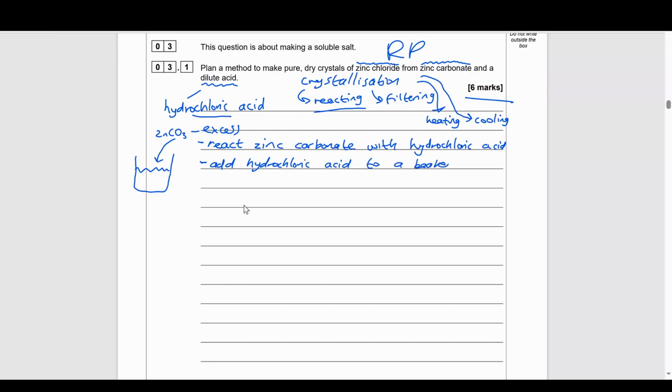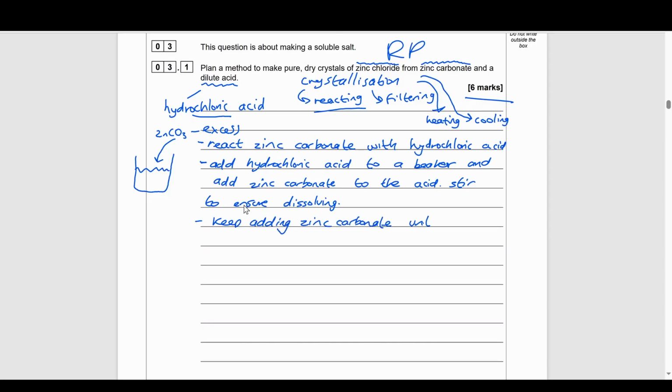So let's describe this now. Add the hydrochloric acid to a beaker and add zinc carbonate to the acid. Now remember that even though we're adding the zinc carbonate to the acid, we want to make sure that it starts to dissolve. So we're going to stir whenever we add the zinc carbonate. Then keep adding zinc carbonate until it is in excess. And then in brackets, we just want to make sure that we know that it's in excess, as in our beaker, we should expect to see a solid appear at the bottom of our beaker.